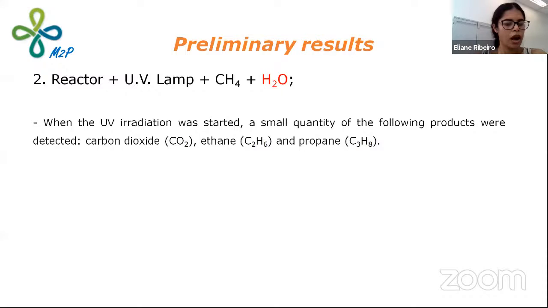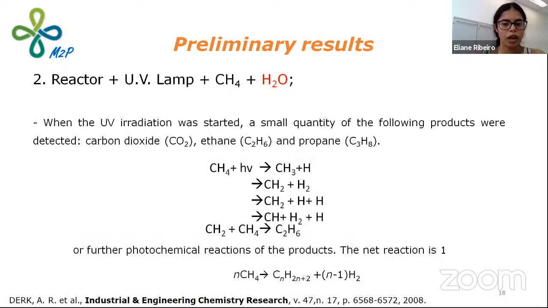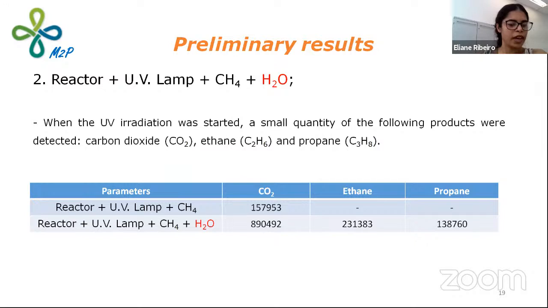In the next experiment, now adding water into the reactor, we can see a small quantity of CO2, ethane, and propane. Different groups have applied deuterium labeling experiments to indicate that molecular elimination of hydrogen is a dominant process. This phenomenon elucidates why hydrogen was not observed in the reactor products. The other products like ethane and propane can be observed following the mechanism by CH3 fragments into CH bonds.